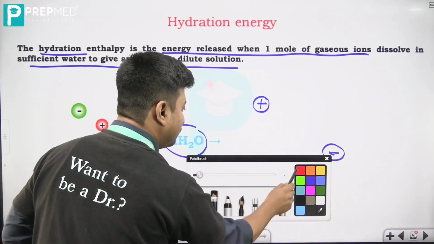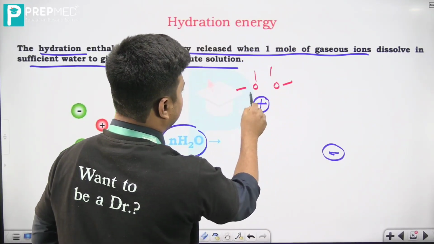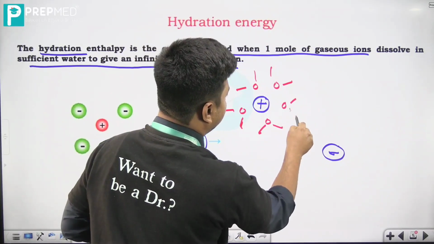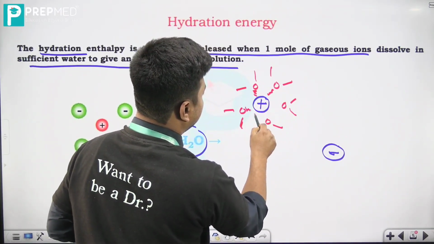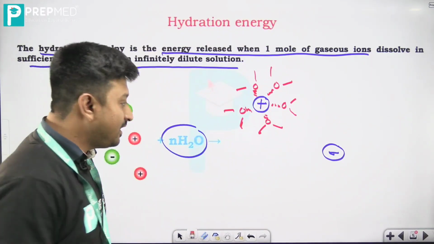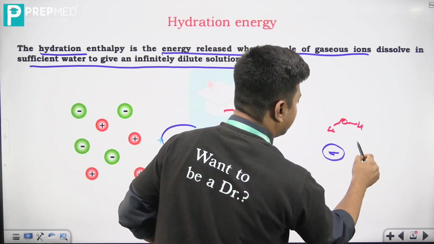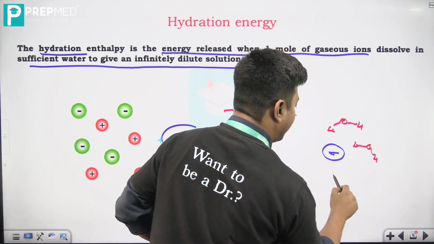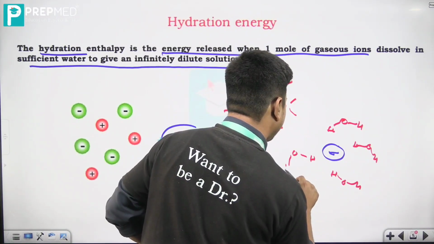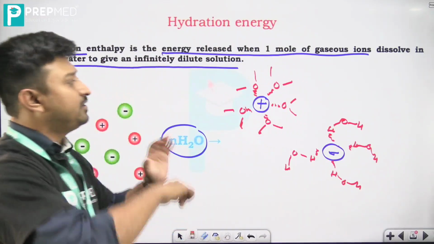Now water molecules like this, they will try to solubilize by oxygen. The positive charge will try to solubilize with the oxygen, and what about the negative charge? The negative charge will try to solubilize with the hydrogen atom, as your hydrogen is more electropositive than oxygen. Like this, they will try to solubilize, okay.